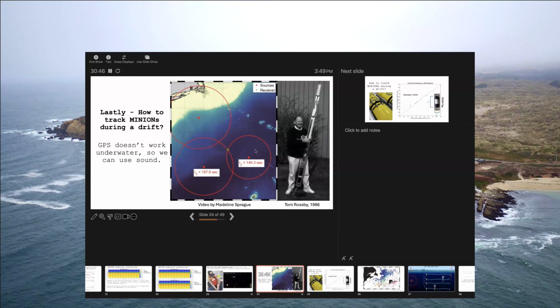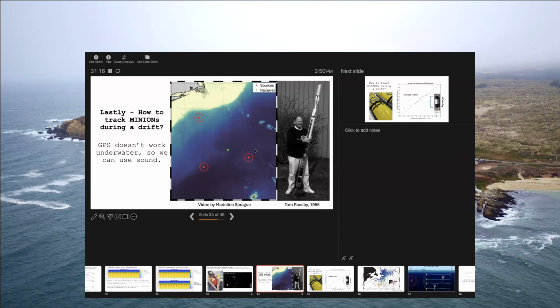And this is again where we can borrow from RAFOS float technology. This is a photo of my next door office mate, Tom Rossby, who's an emeritus professor at URI, holding a RAFOS float from 1986. And we basically use the same principle as the RAFOS floats for underwater geopositioning, which is we have at least 3 sources, or 2 minimum sources.